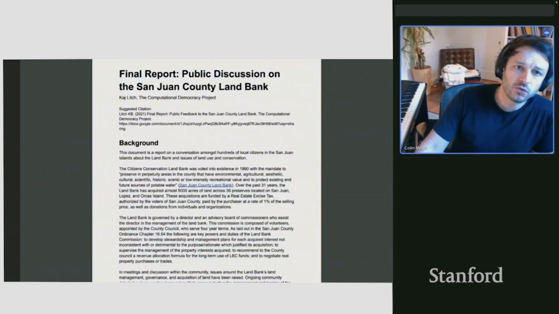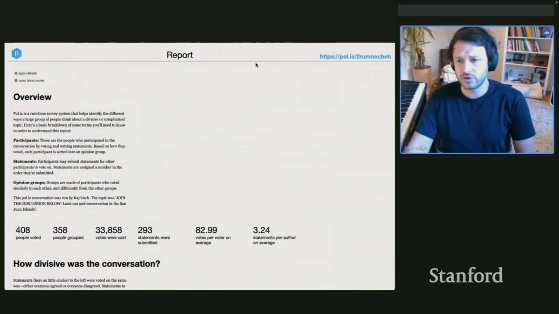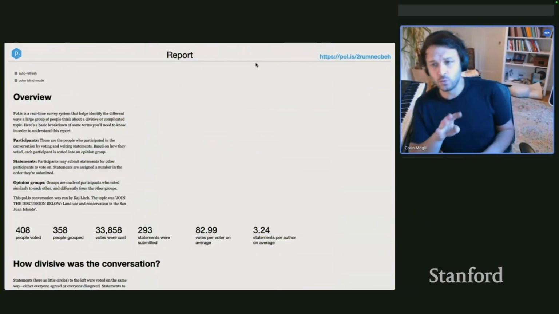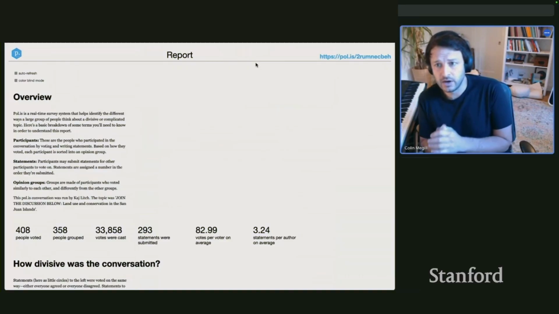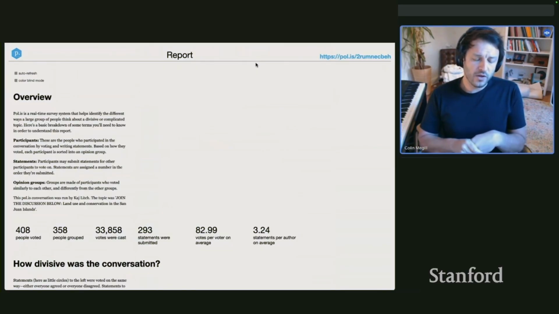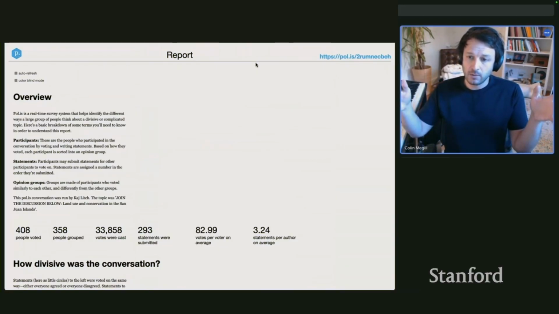This is a conversation that was run in the San Juan Islands, a 13,000 person county with 4 islands in Washington State, and the issue is a land bank issue. The conversation centered around whether or not the land bank should continue to conserve more and more land, because this is a public institution buying up real estate to keep it rural and agrarian.